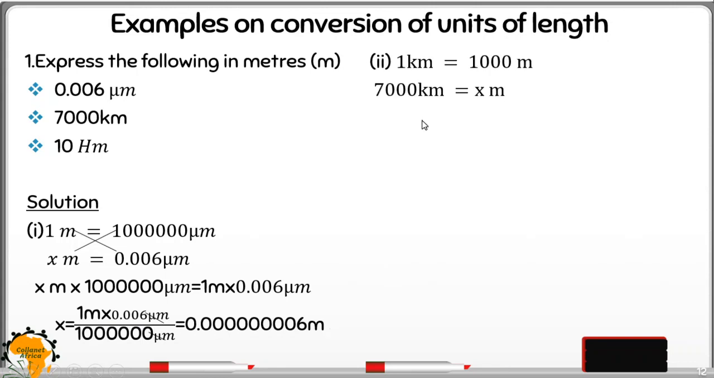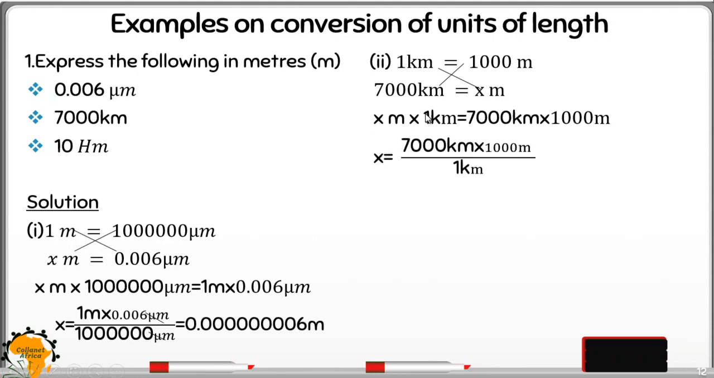Then the second case, we have 1 kilometer is equivalent to 1,000 meters. Again, make sure that the units that are similar are on one side, then you cross multiply. After cross multiplication, we have 1 kilometer times x on this side, then we have 7,000 multiplied by 1,000. And to get x, because we are multiplying, we do the opposite, which is division. So you divide by 1 kilometer. Again, the units will cancel out, kilometer by kilometer, so you are left with the meter. After multiplying 7,000 and 1,000, you get 7 million. The symbol is small m.